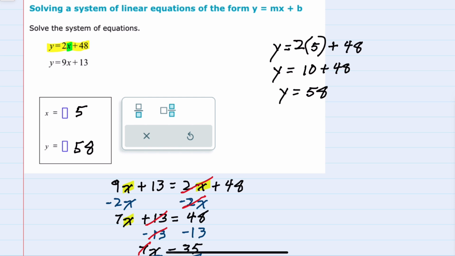So we've solved for both variables by substituting one of the y equations in for the y in the other equation, and then solving from there.